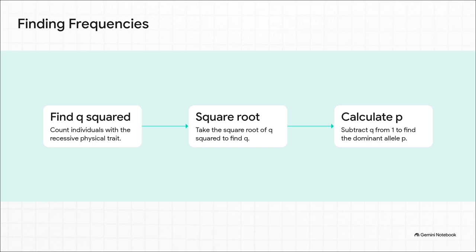So we have to work backward. Step 1. We start by counting the individuals who show the recessive physical trait, because we know for a fact they have to have two recessive genes. Mathematically, this frequency is known as Q squared. Step 2. We simply take the square root of that number, which gets us Q, the frequency of the recessive allele itself. And finally, step 3, we plug Q back into our simple equation to find P. We just subtract Q from 1.